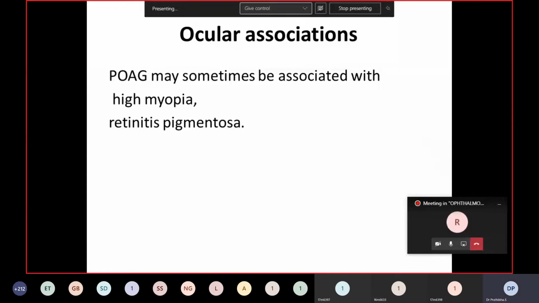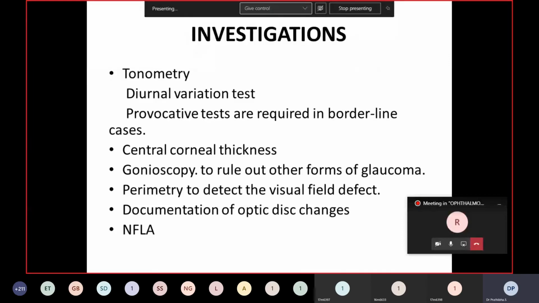The ocular association along with POAG, that is primary open angle glaucoma, is usually with high myopia. High myopes are more prone to primary open angle glaucoma, and even retinitis pigmentosa patients are more prone to primary open angle glaucoma. So other than visual field defects, till now what we studied is disc changes.